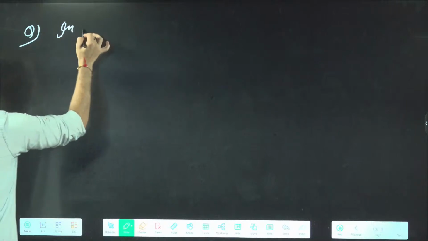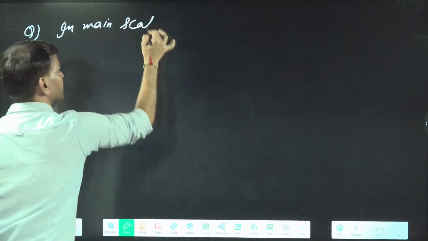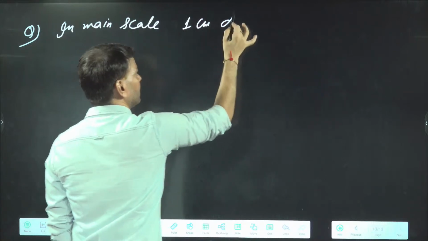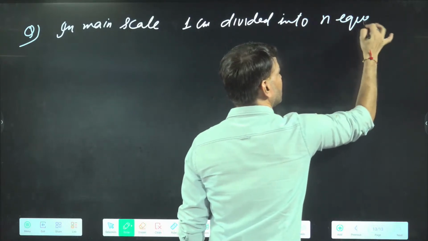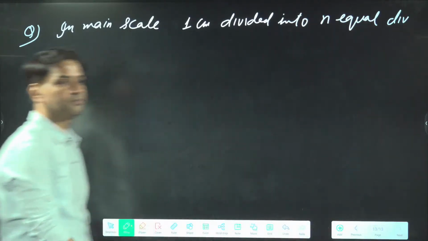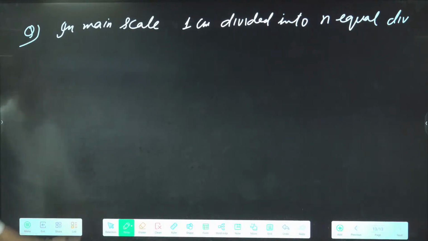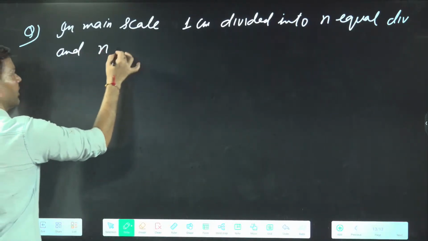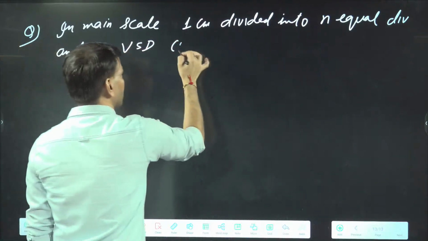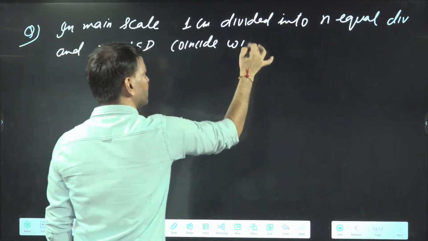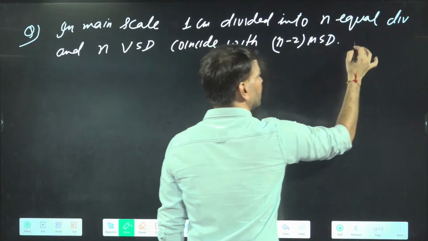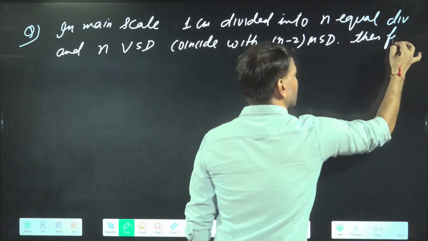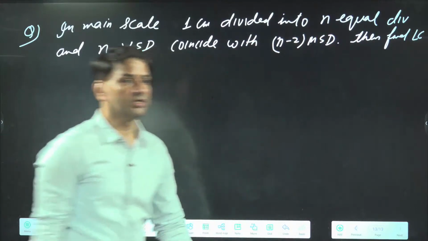Now next. In the main scale, 1 centimeter is divided into n equal divisions. Okay. And n Vernier scale divisions coincide with n minus 2 main scale divisions. Then find LC. Then find the least count.